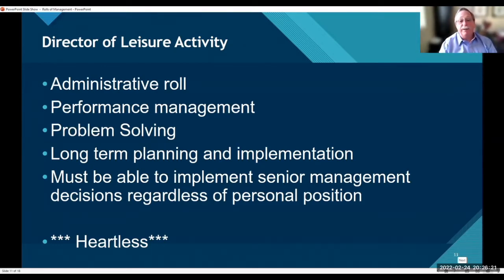Must be able to implement senior management decisions regardless of personal position. If you look at the bottom, I have something called Heartless. In the last 20 years, I have gone through people who have had to be laid off. This is a very unpleasant thing, folks. They're doing their job, and I have to lay them off because of financial issues or because the job doesn't exist. These are very difficult things to do, and there are times it's your job. And I'll tell you, the first time I had to fire someone, I actually went to my boss and said, I can't do this.